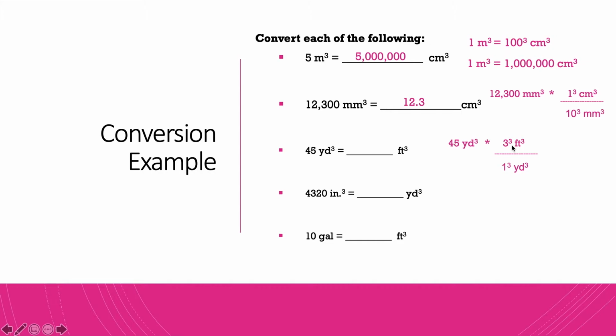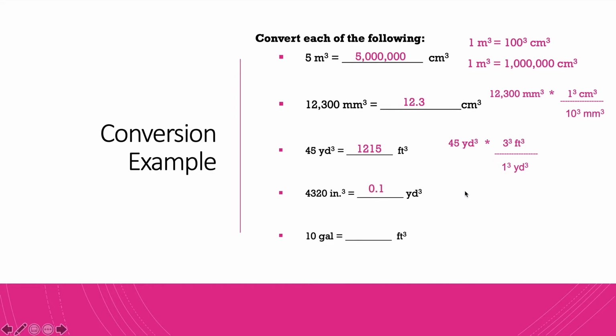Since I'm talking about volume, I'm cubing all of my units, all of my numeric values for this. So I would take 45 times 3 to the third. 3 to the third is 27 if you want to do it separately. And we get 1,215 feet cubed. Okay, hopefully you're understanding this. Pause the video and try these next two, or try the next one on your own.